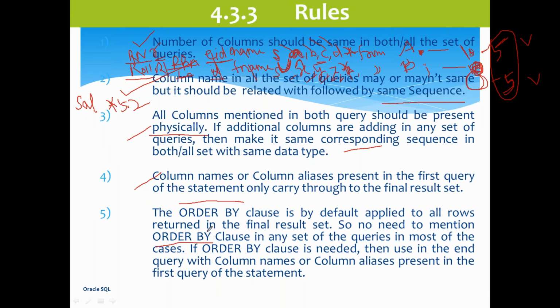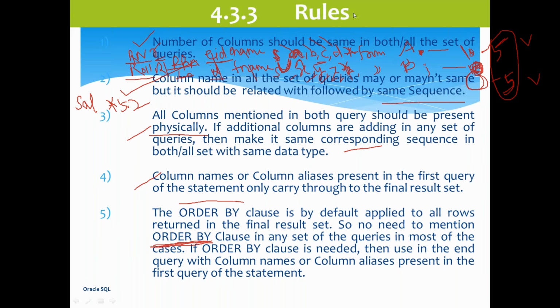But whenever we write order by, we have to write it at the end, not in the middle. That is one rule. So when the first query is completed, don't write order by, it will not work. When the second query is completed, after that we can write order by, then it will work. So at the end of our set operator query only, order by can be written if required. If not required, ignore it, it will happen automatically. If it is not happening automatically and we are going to write it, then write it at the end, not in the middle, not at the start, not in any other way. This is for order by, the column names or column alias present in the first query of the statement.